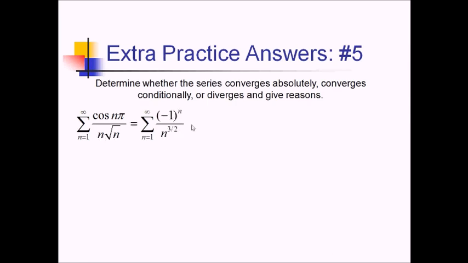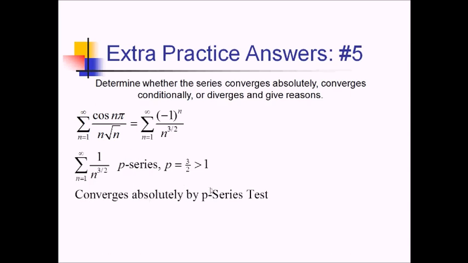So now let me see what I can do with this. To figure out if I'm converging absolutely or conditionally, let me first test this out without the alternating thrown in, basically with absolute value. So let me call this 1 over n to the 3/2. Now this is a p-series with a p-value of 3/2. Since that's larger than 1, this actually converges by the p-series. And because it converges with absolute value, we would say this converges absolutely by the p-series test.